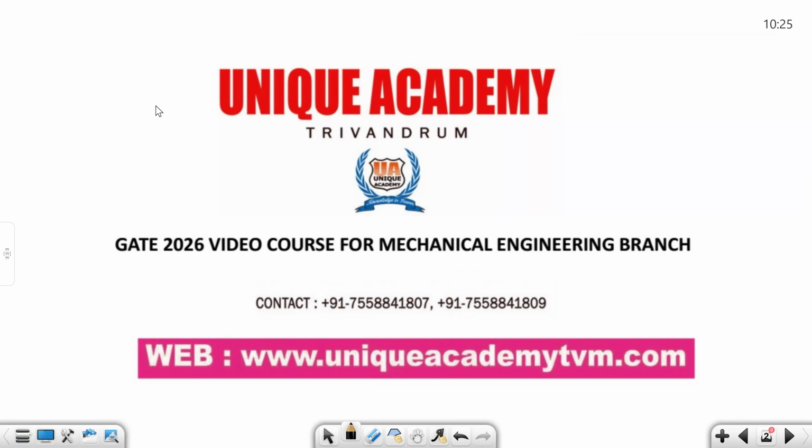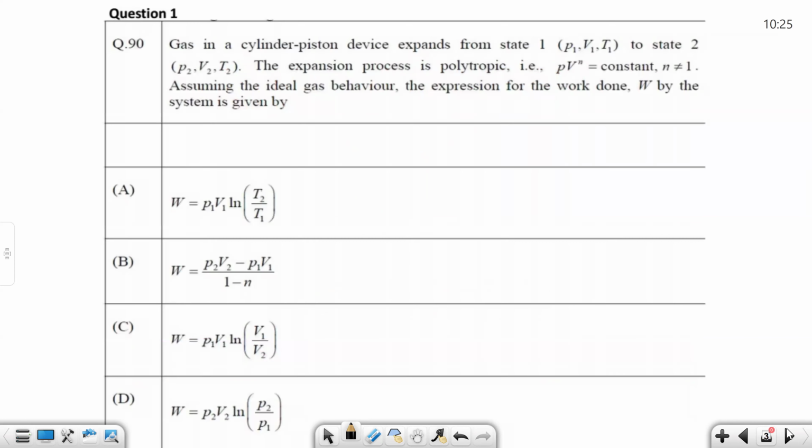In this video, we will see GATE problems from thermodynamics. So question number 1: gas in a cylinder piston device expands from a state P1, V1, T1 to P2, V2, T2 through a polytropic process.